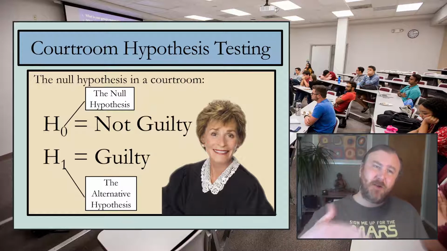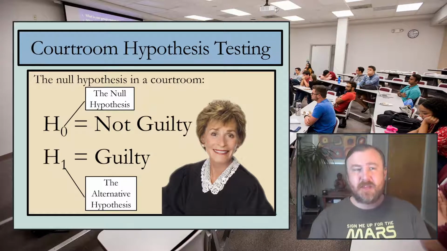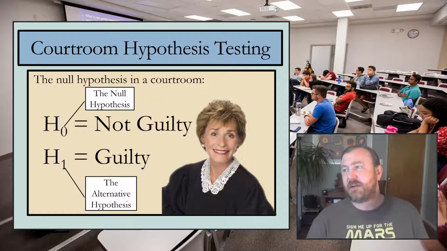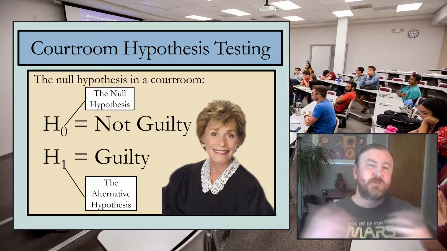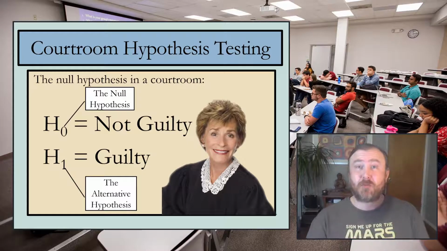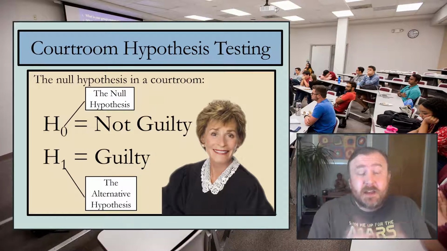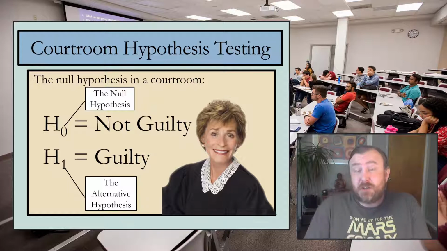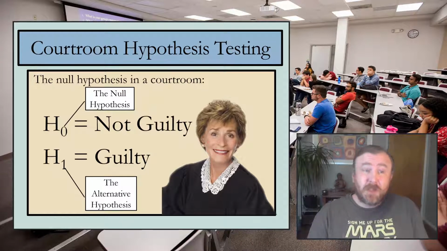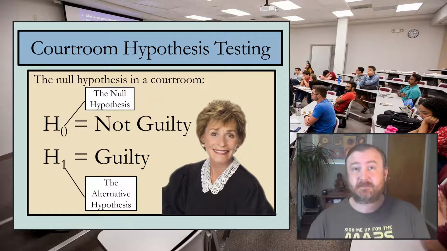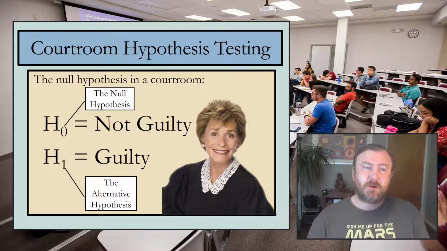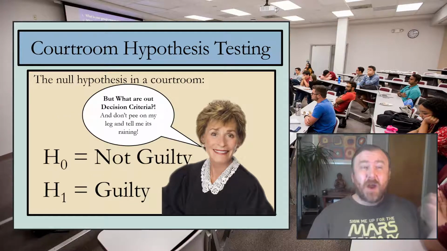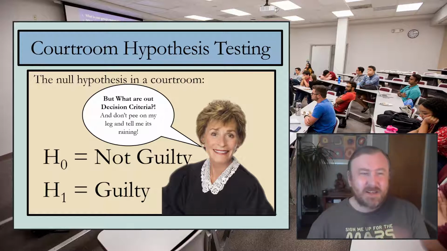And opposing that null hypothesis is an alternative. The alternative hypothesis is basically what people typically think of when they think of a hypothesis. This is what the researcher is trying to show, right? So in a court of law, the prosecution is trying to show that a person is guilty. But when they walk into the courtroom, it's presumed that they're not guilty. So, what is the decision criteria? What is it that we use to determine whether someone's guilty?